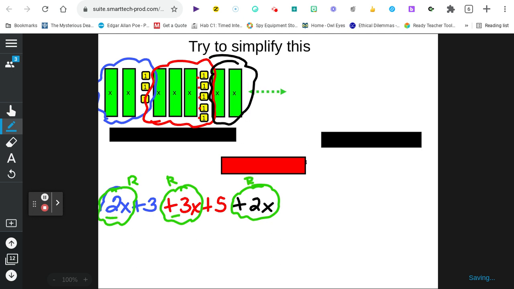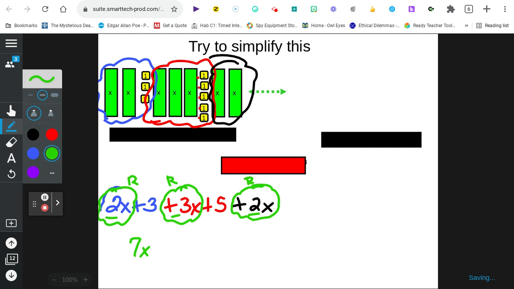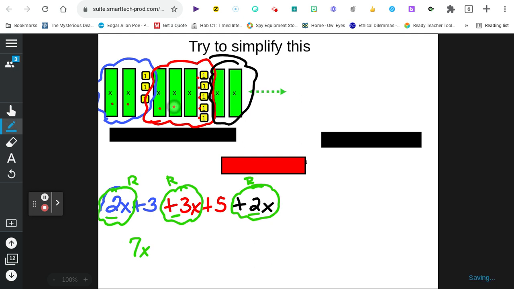So 2 plus 3 is 5. 5 plus 2 is 7. 7 x's. Or you can simply look up here and count your x algebra tiles. 1, 2, 3, 4, 5, 6, 7. 7 x's.